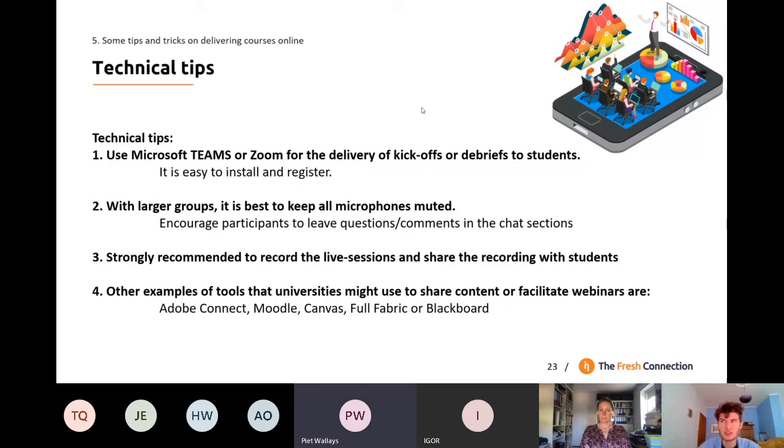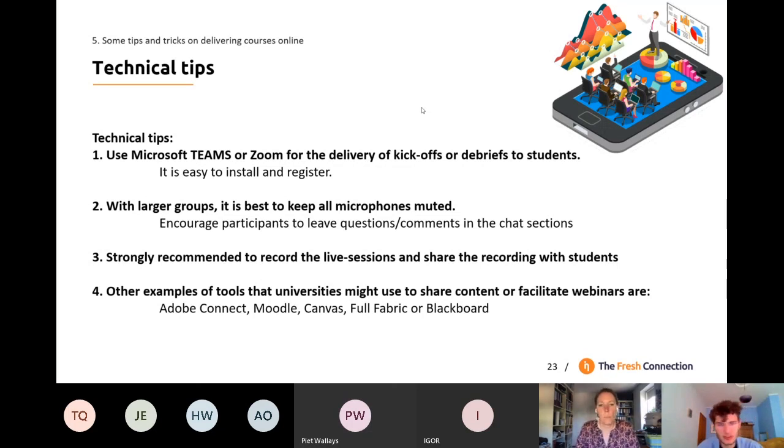Let me give you one example. Many universities where students come from all across the world, many students now had to go back home, and there's of course the issue of time zones. So if you don't record your online sessions, then it might make it difficult for all the students to join the session, and they might miss your content. So recording the session is really highly recommended to make it as easy as possible for the students to engage.